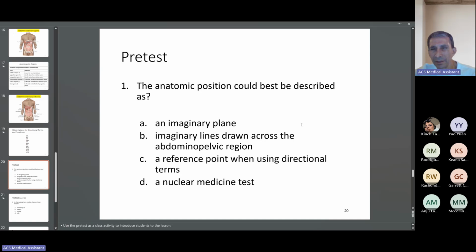All right. Remember, it says right there, the anatomical position. Remember, the anatomical position is when we are standing erect, facing forward with the hands facing forward with the feet a little separated. So that will be the reference point when using directional terms. Letter C. So for those who answered letter C, you guys are correct. If you didn't get it right, now you know which one is the right one. Got it?